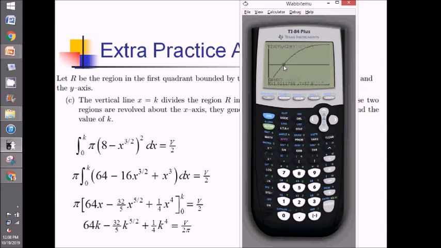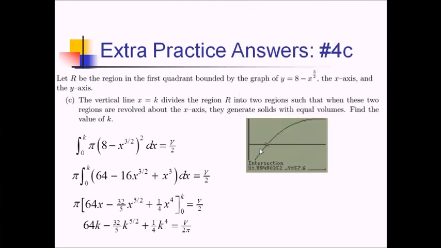Enter 1, 2, 3 times, and we get a value of 0.995. So there it is. That's the end of this problem. Hey, we just found k.